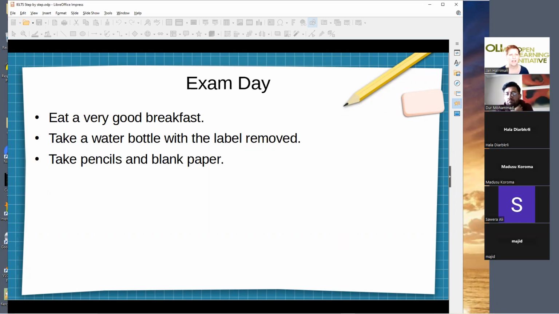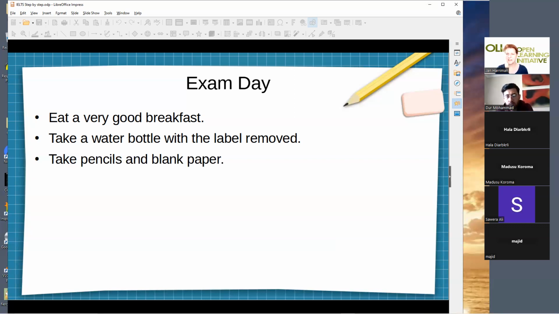All right. Take pencils and blank paper. Now, some of my students have been able to take the blank paper with them into the test. Some have had to use the backs of papers that they were given in the class. You can ask for blank paper.